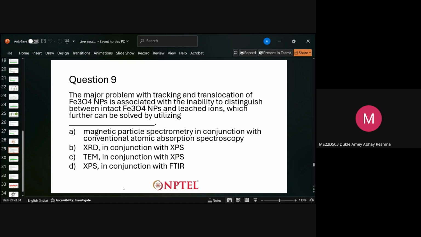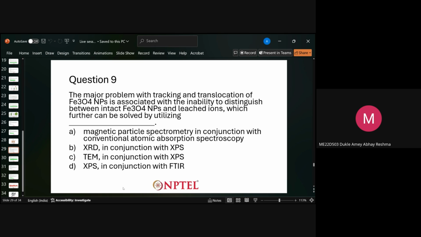So now, what this wants to ask is, you have introduced iron oxide nanoparticles inside a biological structure. Not everything will get leached, so not everything will get dissolved at the same time. So what you want to track is the current status of the system. So how will you do it?